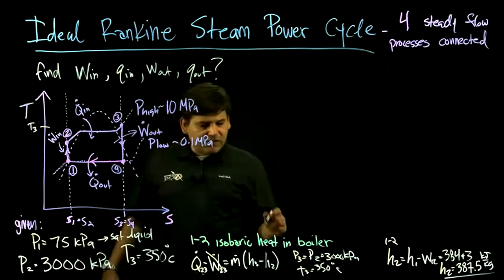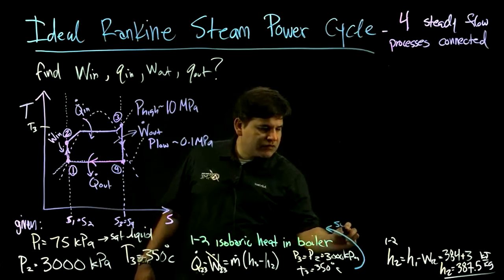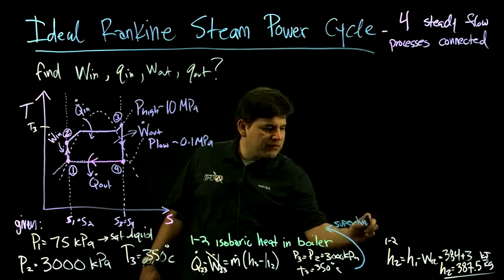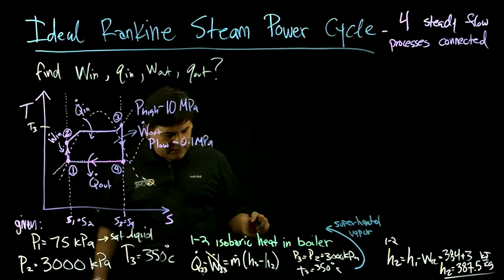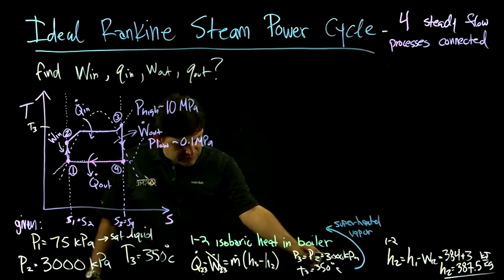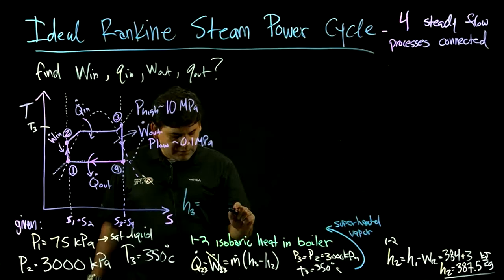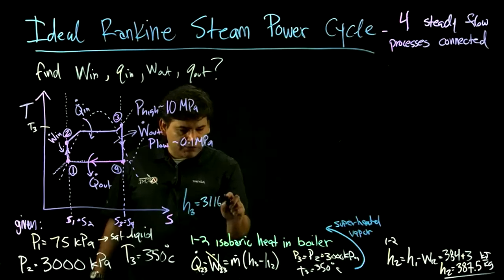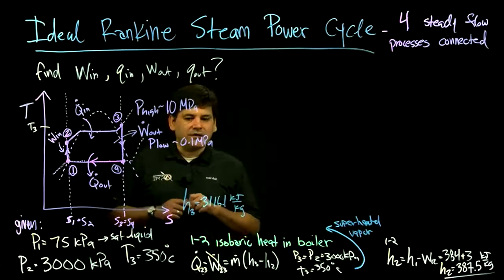Okay, so given that this gives us a superheated condition, we'll look on the steam table for superheated vapor at this pressure and this temperature. That will give us that H3 is 3116.1 kilojoules per kilogram. That's H3.